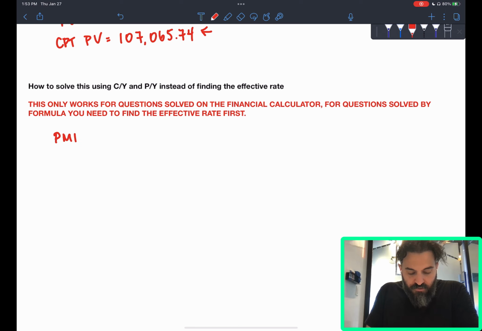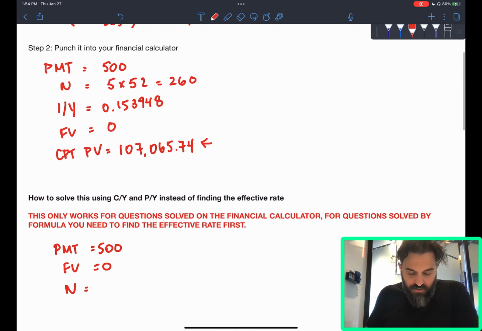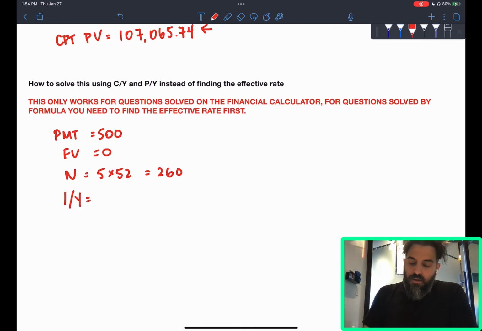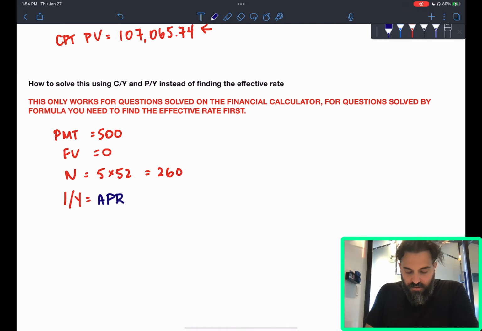So you'd have your payment of 500. You'd still have your future value of 0. Your N is 260, right? 5 years, 52 weeks, 260. And your IY, this is where it gets different. If you want to do this in one step, don't calculate your effective rate. Instead, plug in your APR here. So plug in the APR, whatever you call it, it's the same thing. So it'd be 8. But then from here, press second function, IY.